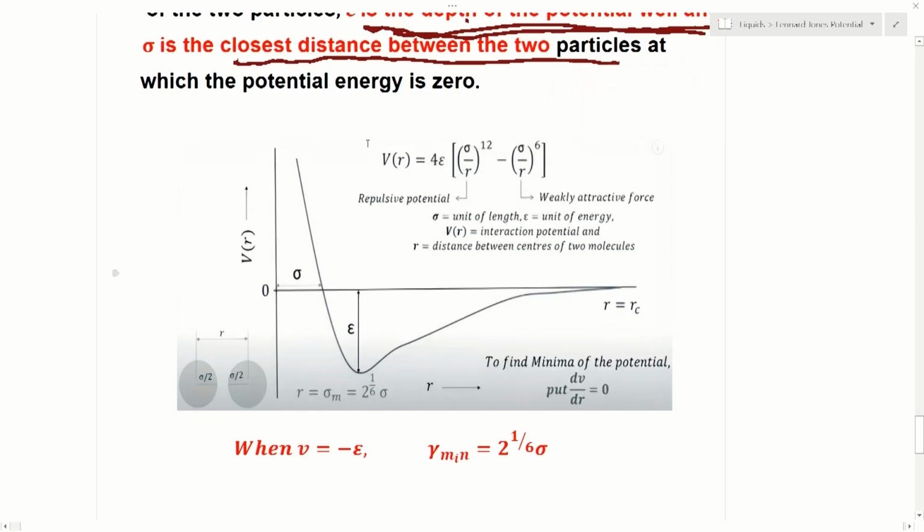This is the typical Lennard-Jones potential diagram. Here we have three curves. One is something like this, this is the potential well we have, and here we have the increase of repulsive force. These are the three important parts of the Lennard-Jones potential diagram.